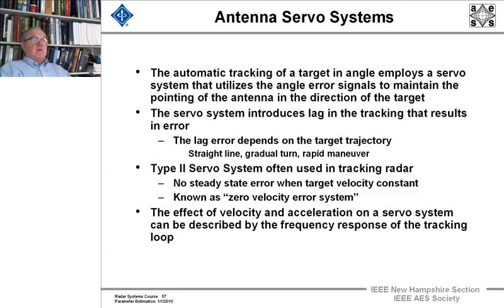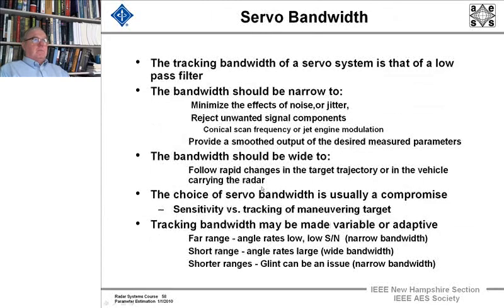What's known as a Type 2 servo system is often used in a tracking radar. There's no steady state error when the target has constant velocity, and it's known as a zero velocity error system. The effective velocity and acceleration in the servo system can be described by the frequency response of the tracking loop. Most electrical engineering students will take a course in elementary control theory, and they'll learn about servo systems in that. But this is enough to show you the big picture.